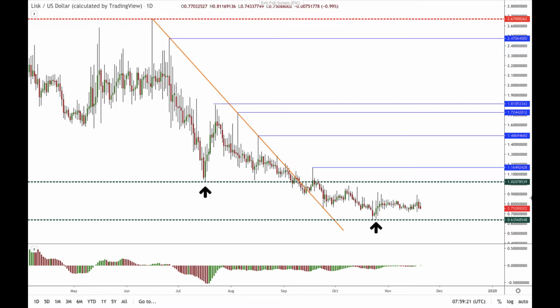Today we are going to take a look at the Lisk quoted to American dollar pair, and this is the daily time frame chart. As you can see here, this analysis will be made on Wednesday the 20th of November 2019. So here we go. Lisk is right now around the level of 0.75, so it's right about here.